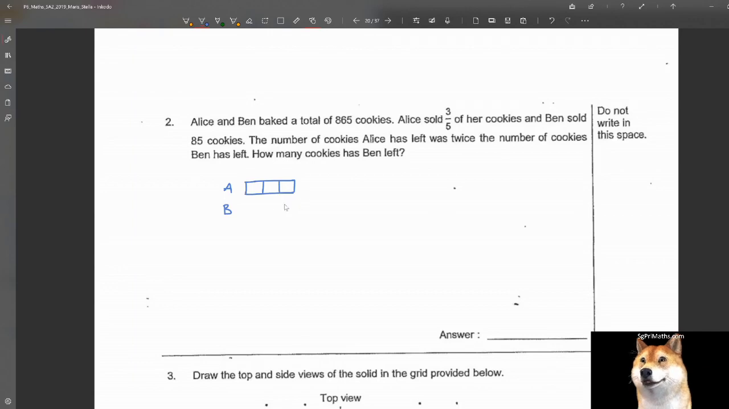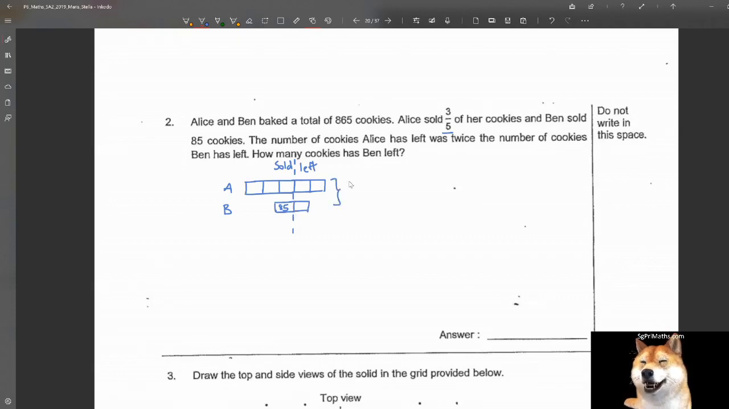3/5 of her cookies, and Ben sold 85. Then left. Okay, so if Alice sold 3/5 of her cookies, that means Alice has 2/5 left. So just nice, this is 3 units, then left is 2 units, altogether 5 units. But the question also states Alice has twice the number of cookies as Ben. So Ben has 1 unit here.